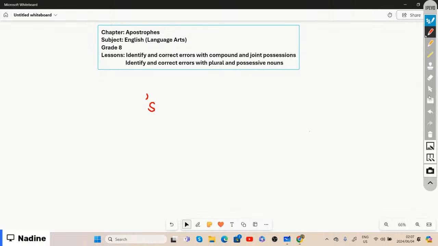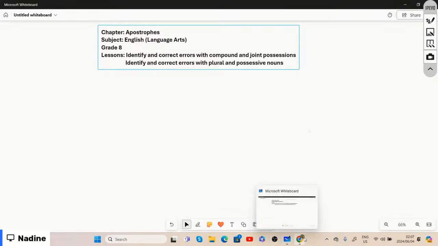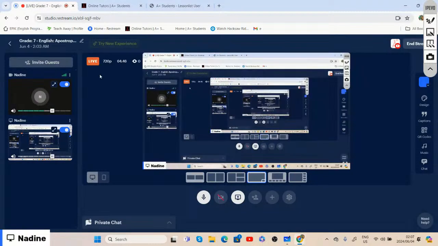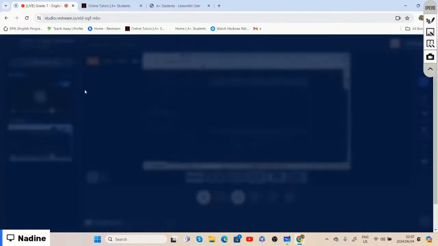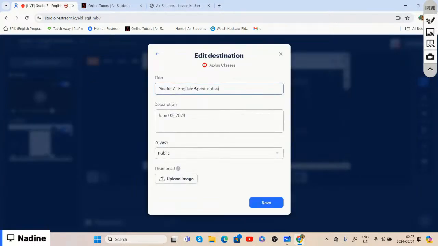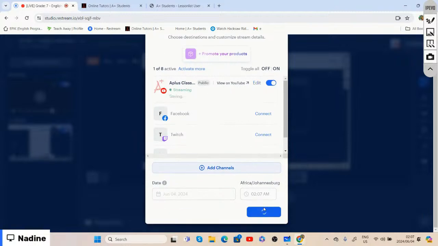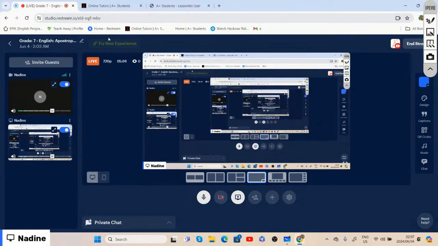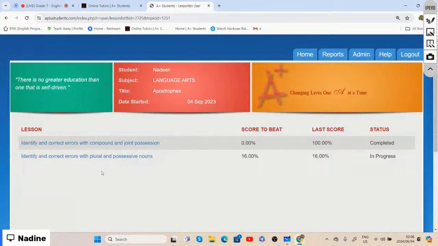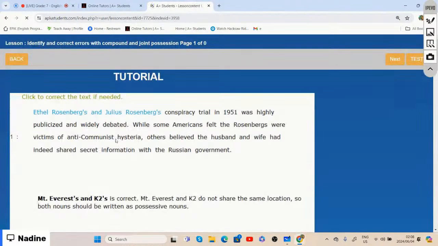All right. So I think I made an error when I said the grade earlier. Let me see. This is actually grade 8. I apologize. So we're doing apostrophes, and we're going to identify and correct errors with compound and joint possessives, right?